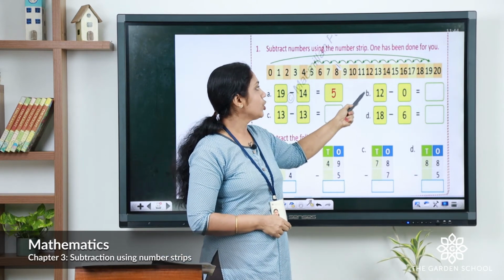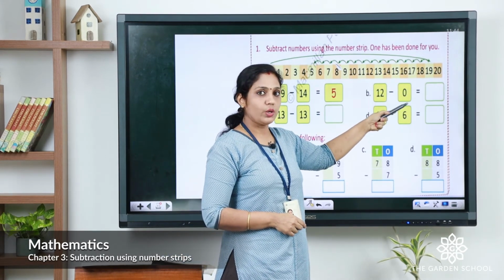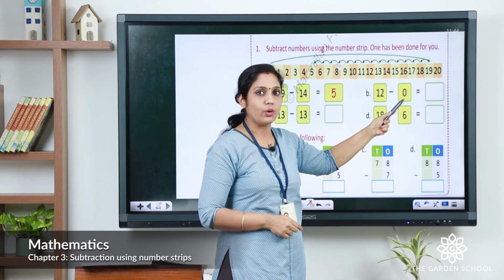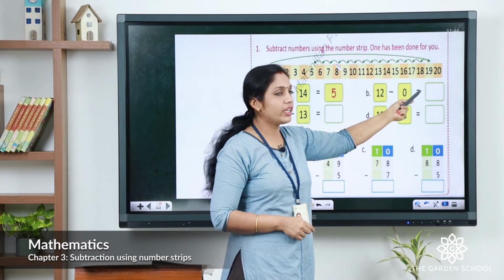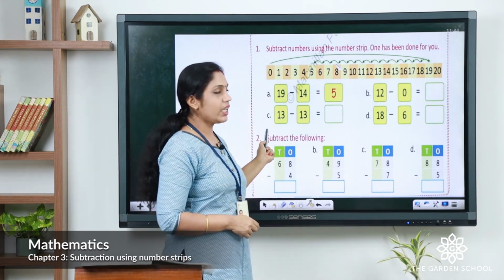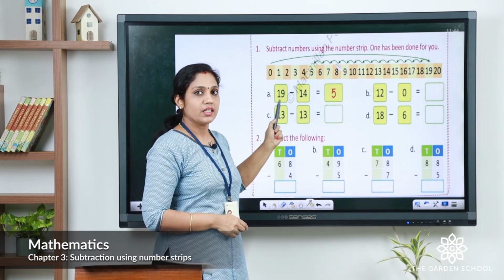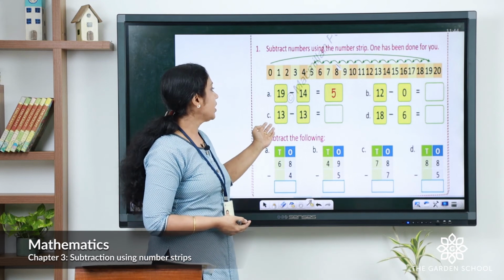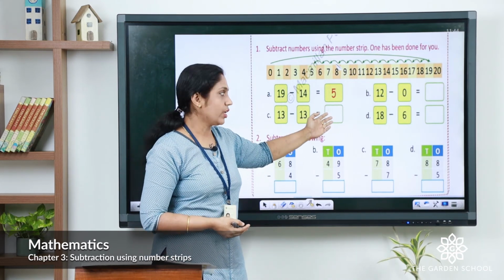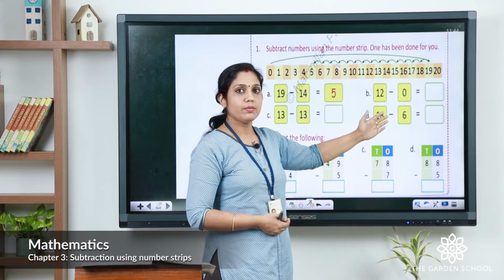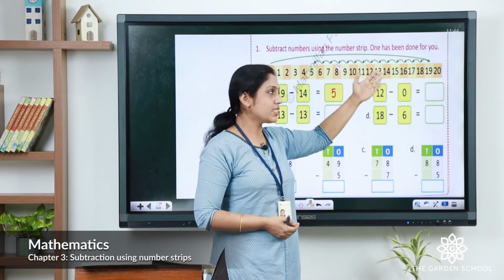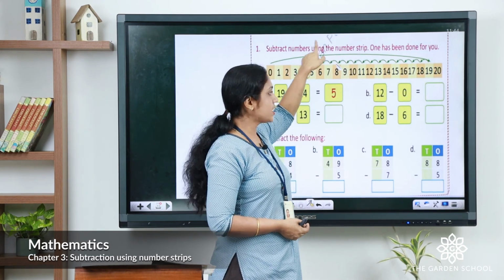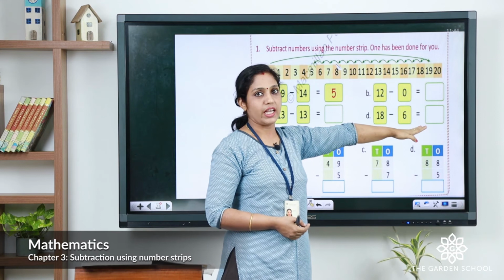We'll move on to B, 12 minus 0. Without using this number line, we have learned the subtraction fact. So 12 minus 0 will be the number itself. So you can write down 12 there. C, 13 minus 13. The number subtracted from the number itself is 0. So what is the answer? 13 minus 13 is equal to 0. Now D, 18 minus 6. This you can do using this number line. So from the number 18, you need to move backwards 6 times and find out the answer for that.